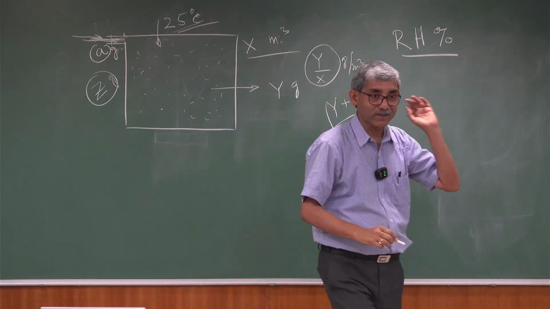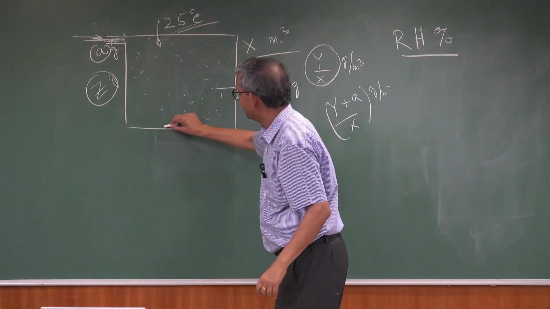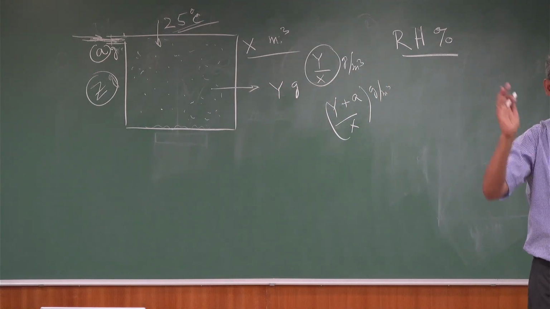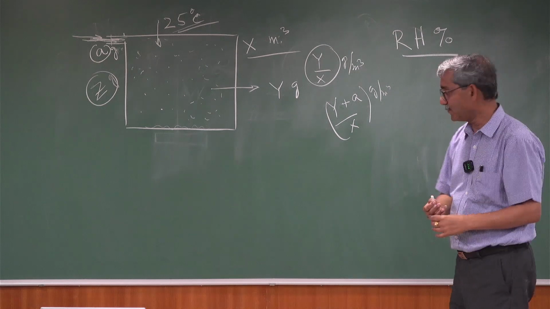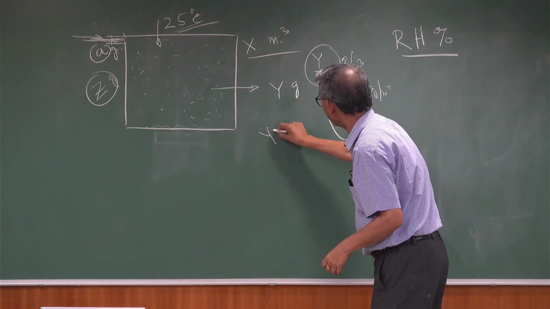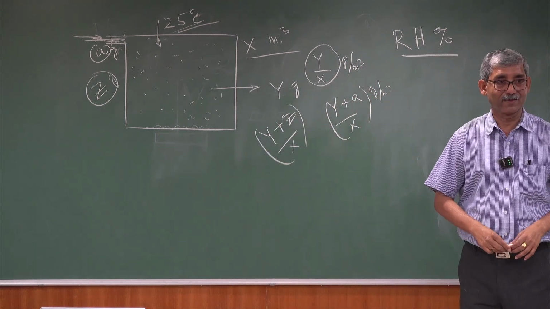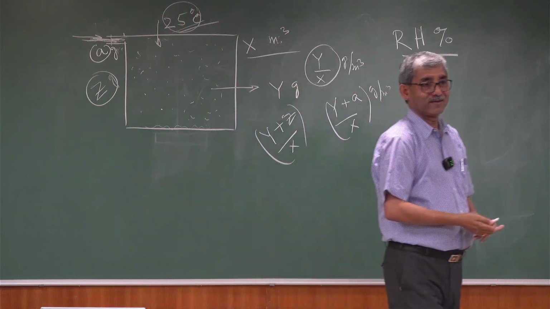Then after that, when it's crossing the Z, the air is not able to hold that much moisture. That situation is called saturated. So what is the saturated absolute humidity? Y plus Z by X. That is the saturated humidity at 25 degrees Celsius.